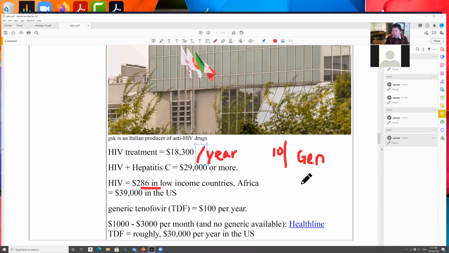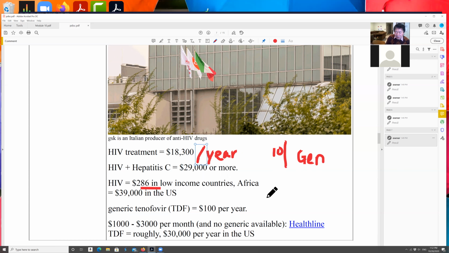Now, we have a lot of poor countries, developing countries like those in Africa and India. How much do they pay? Less than $300. If you're in Africa or in India, or $39,000, you're blessed to receive these treatments. $39,000 a year. Who's gonna be able to pay that much?